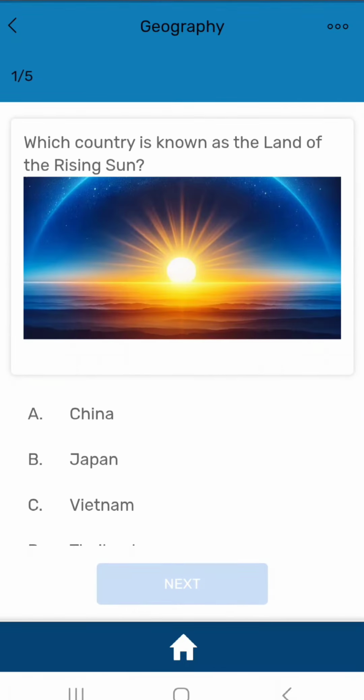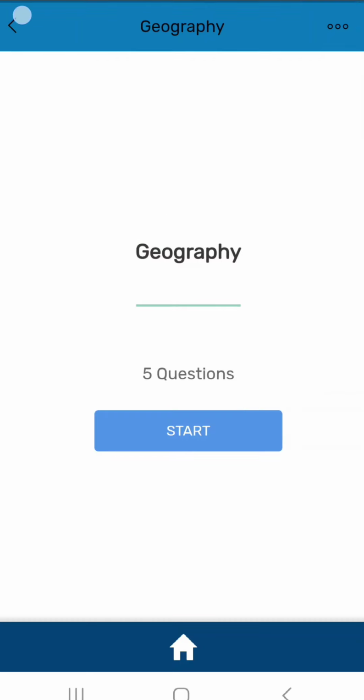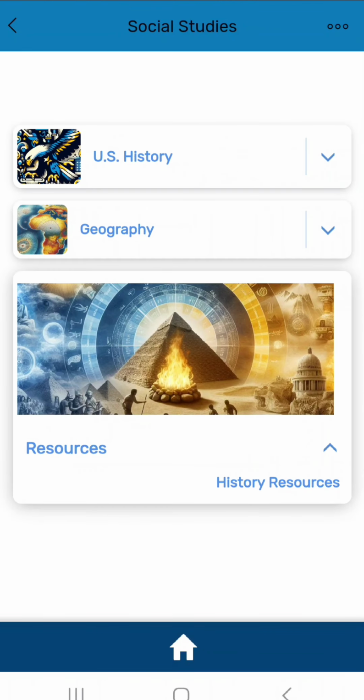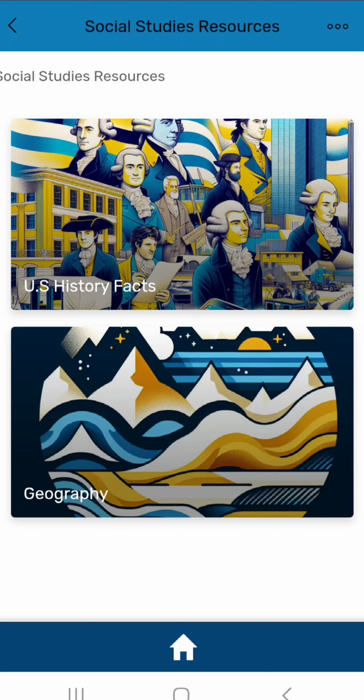And we also have a geography place, where we would also have to answer questions. Which country is known as the land of the rising sun? Yeah, I don't know that question, but we're going to move on, in which we could do resources. For example, for me, because I don't understand the question, I could go into resources and understand geography or US history facts.